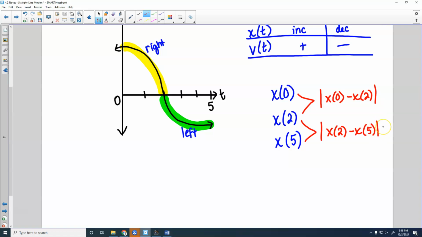So this originally was a calculator active question, not a multiple choice question, so there were answer choices. So one option that we could have is the absolute value of x of 0 minus x of 2 plus the absolute value of x of 2 minus x of 5. Does it matter if I do x of 0 minus x of 2 or x of 2 minus x of 0? If I've got absolute value bars, it doesn't matter, because if I accidentally get the negative, it's just going to wash it away with the absolute value bars.